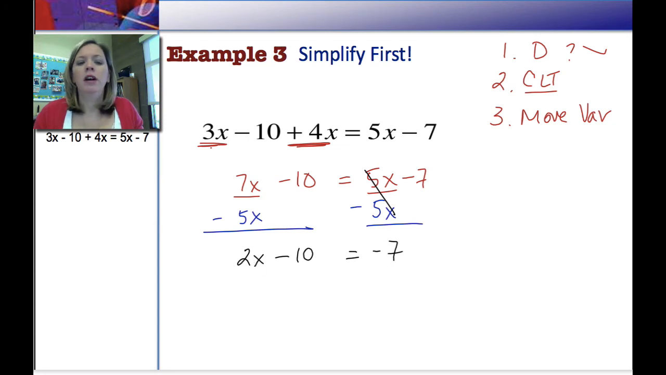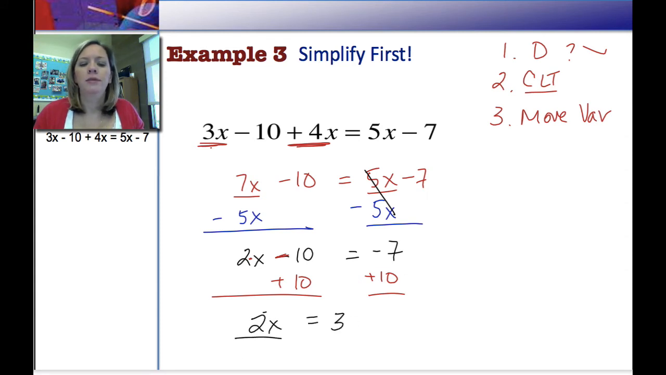So now I can see my operations are multiplication and subtraction. We'll undo the subtraction first by adding 10 to both sides. So we have 2x is equal to negative 7 plus 10, which is 3. And look at this. Whoops, not divide by 3. How about divide by 2? Sorry. Divide both sides by 2. And we'll have x equals 3 halves.